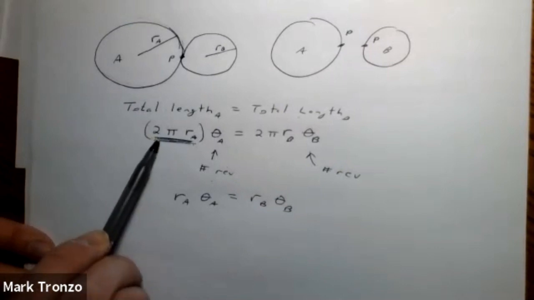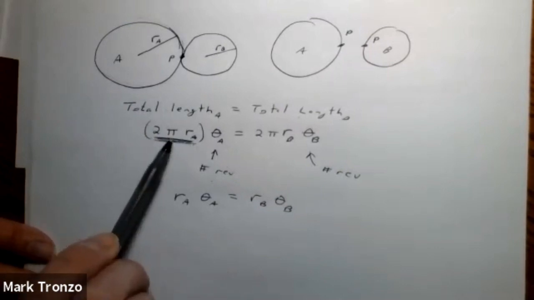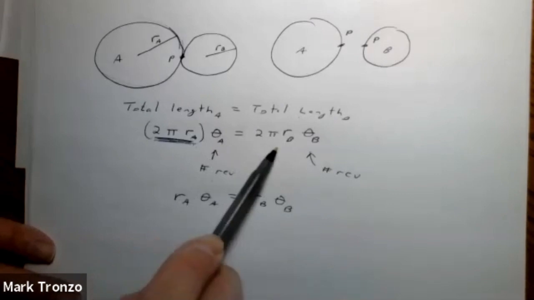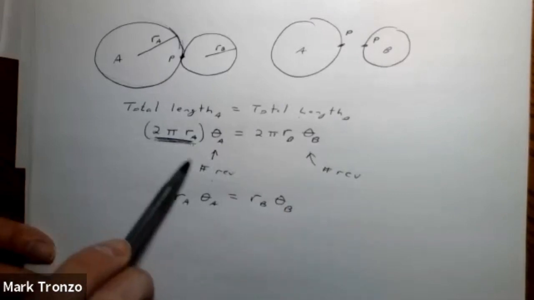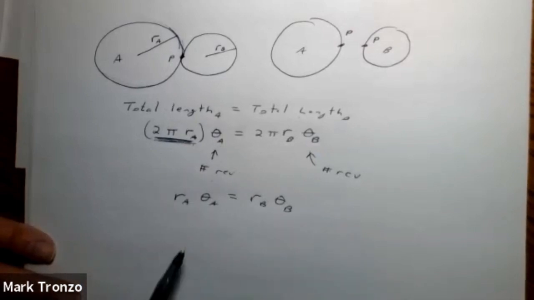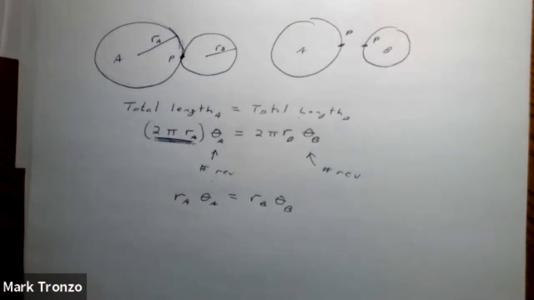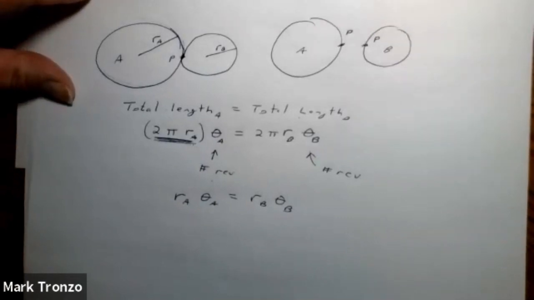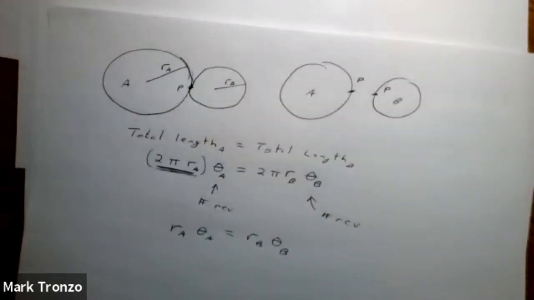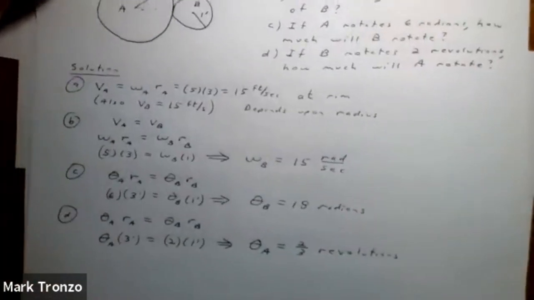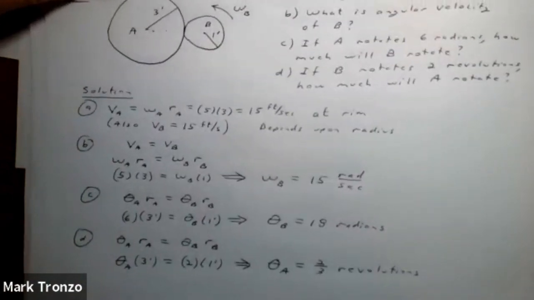So the linear distance that it moves is going to be 2 pi r times the number of revolutions. And if you don't have the number of revolutions, then it's just r times theta equals r times theta. Are there any questions on that? Okay, good. Any other questions on anything on that? Good. These are some basic things we'll need when we do the problems.